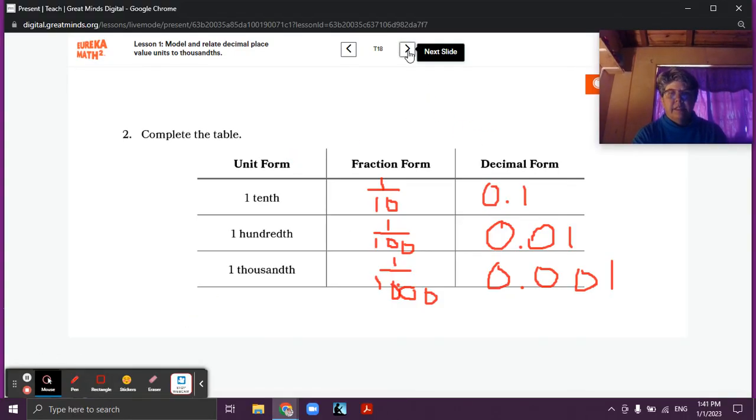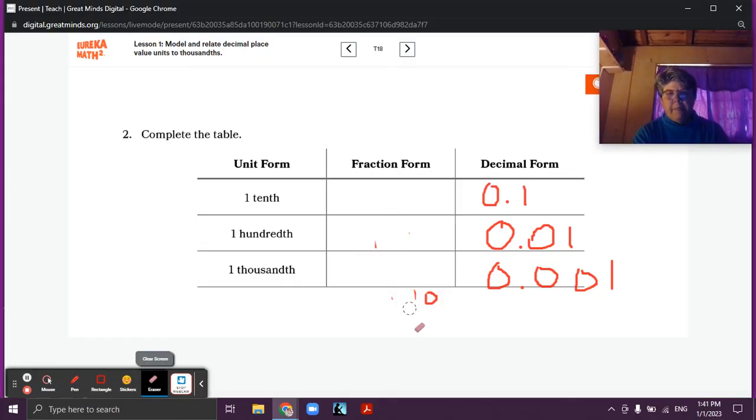Excellent. I'm going to clear that from my page, or just erase it. Okay. All right, we have a little bit more in this video where we are looking at how to model thousandths.